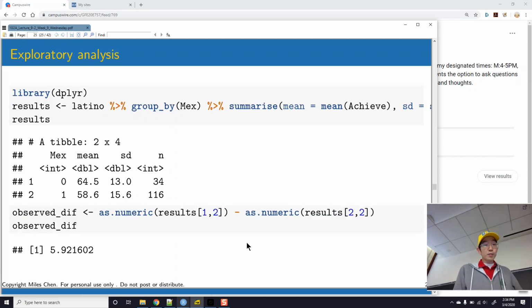All right, so just for some exploratory analysis, what is the mean educational achievement score for non-Mexican, other Latin American immigrants? That's 64.5, and we have 34 in our sample. And then for Mexican immigrants, the mean is 58.6. We have 116 in our sample. Okay, and the difference between 64.5 and 58.6 is 5.92, and the question is, is this difference statistically significant, right?